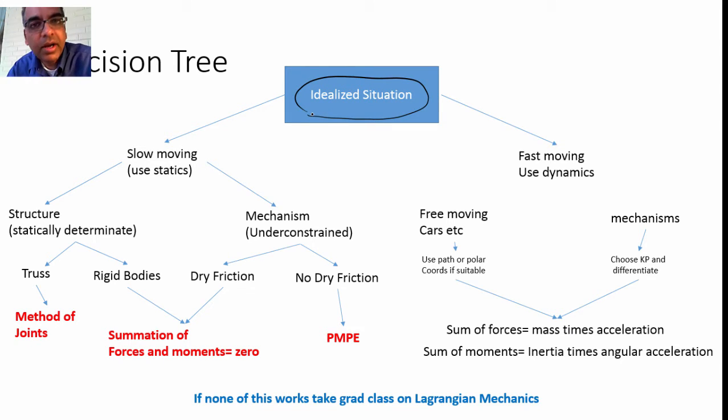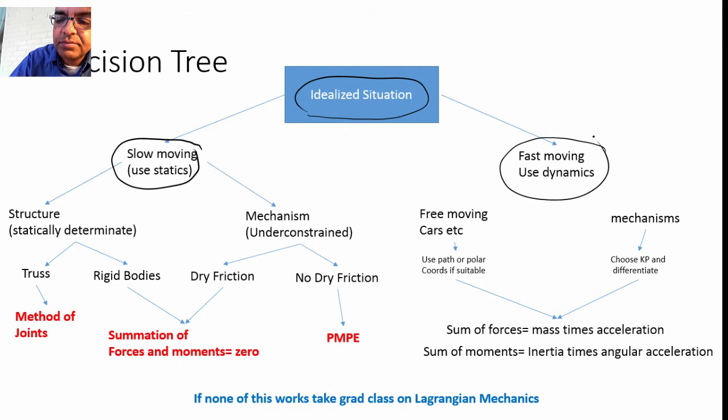You have simplified it already, you have drawn a nice free body diagram. Your first level of decision is: is this a slow moving object or stationary object, or is it a fast moving object? If it is a slow moving object, then you have to decide whether it is completely stationary or it's a slow moving mechanism. If it's completely stationary, it's called a structure. Then you have to figure out, can I treat it like a truss or should I treat it like a group of rigid bodies?